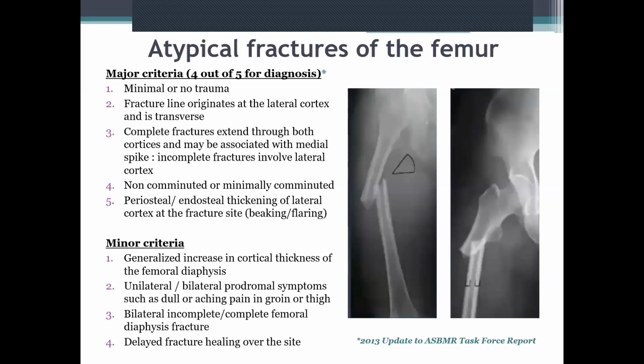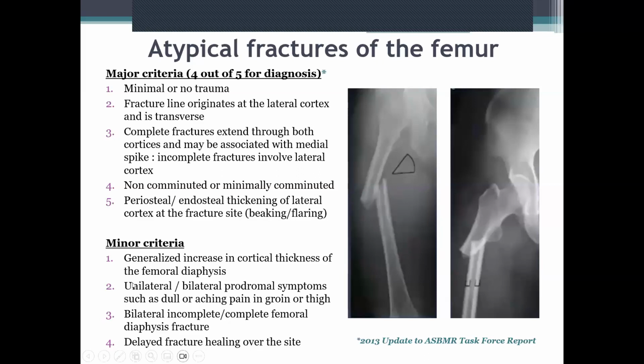So they can have minimal or no trauma. And the fracture line usually originates in the lateral cortex. So initially you would see a beaking appearance associated with pain. And then the fracture actually just goes right across. It may be an incomplete fracture. It can also involve the lateral cortex. Usually it's not comminuted, but sometimes you can have some comminuted fractures. So the beaking again is the first sign. So these are major criteria for the fracture.